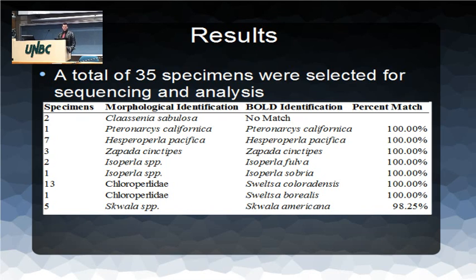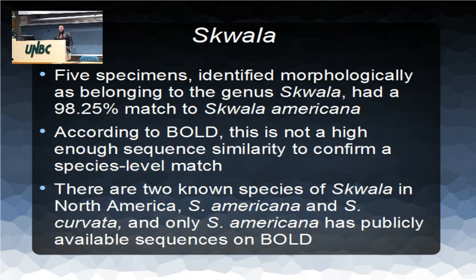Skwala, 98.25% match. So we have 5 specimens that I had keyed out as belonging to the genus Skwala, with a 98.25% match to Skwala americana. So BOLD's confirming that I'm in the right genus, I think. But according to BOLD, this isn't a high enough sequence similarity to confirm a species level match.